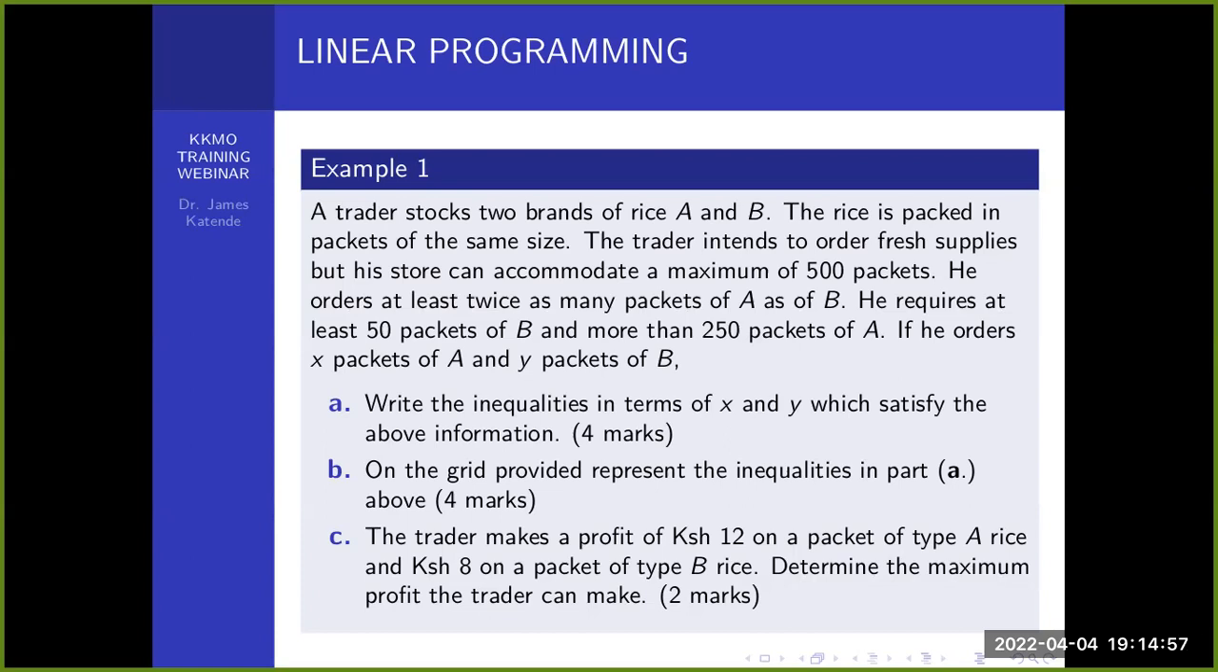So if he orders X packets of A and Y packets of B, we are required to do the following. The first one is to write down all the inequalities that satisfy the information given, and then represent the inequalities on a grid. I drew the grid using GeoGebra, so I did not do this manually. But in an exam, I think you're supposed to do it manually. You'll be given a grid, and you'd have to draw that manually.